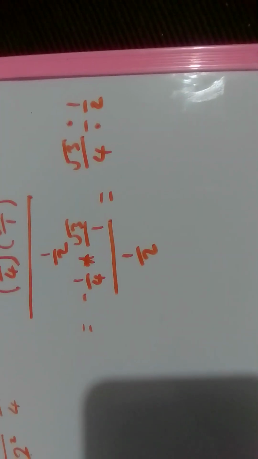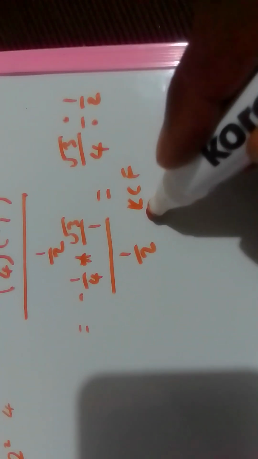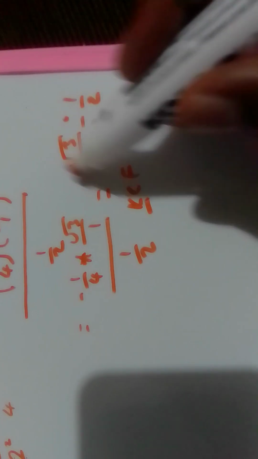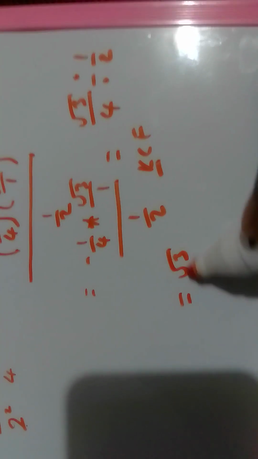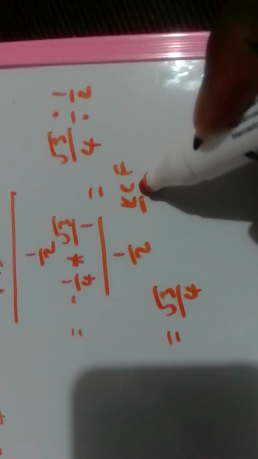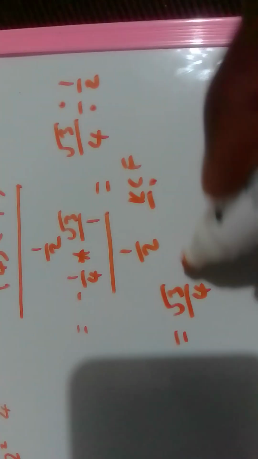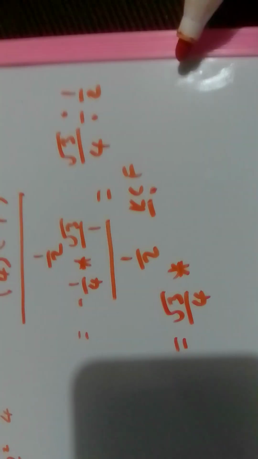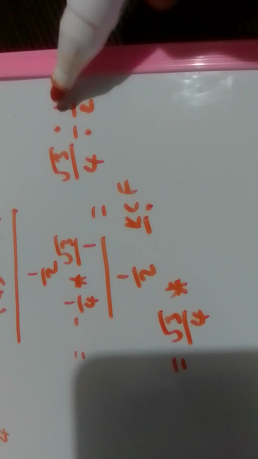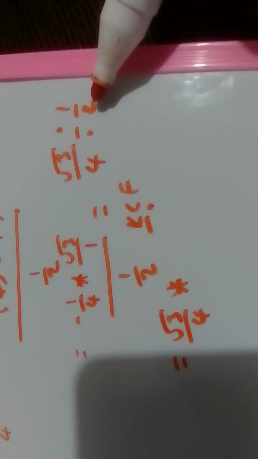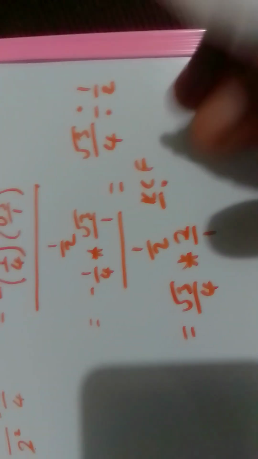Now we have to use the KCF method. KCF stands for what? K stands for keep. What are we keeping? We're keeping this fraction here. So on the next stage, I keep square root of 3 over 4. The C stands for change. We are changing this sign. It was a division, now it's going to be a multiplication. Then F stands for flip. So we're going to flip 2: the numerator becomes the denominator and the denominator becomes the numerator. So now we've got 2 over 1.